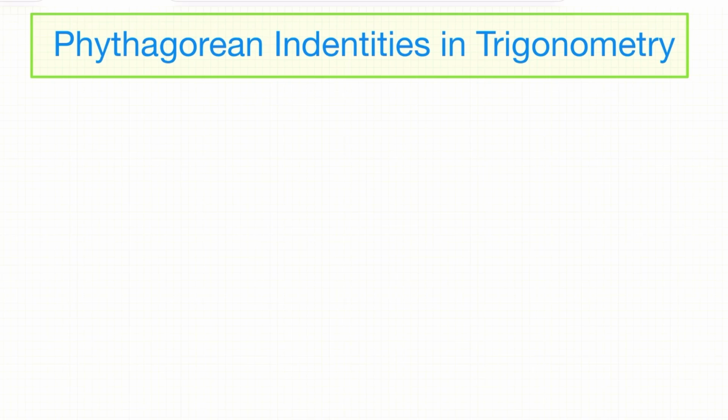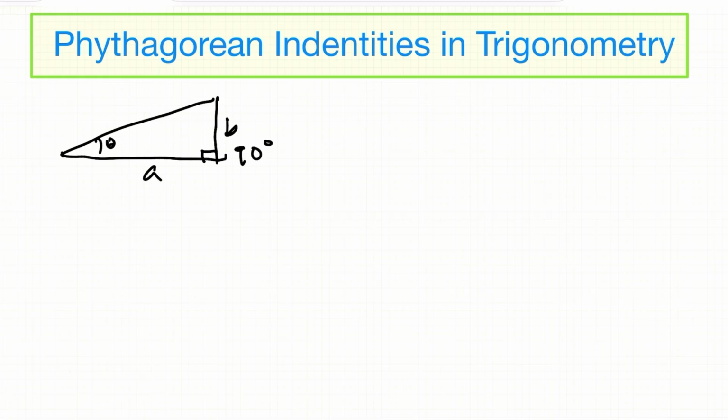In this video, I want to go over the Pythagorean identities that are used in trigonometry. It's all based on the Pythagorean Theorem. First, let's go over that. And for that, we're going to need a right triangle, 90 degrees, angle theta. We'll label the sides A, B, and C, where C is the hypotenuse.